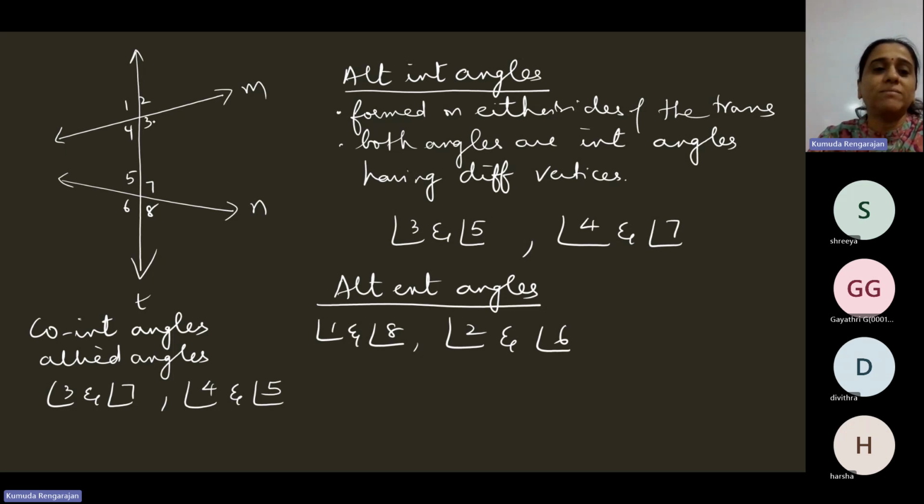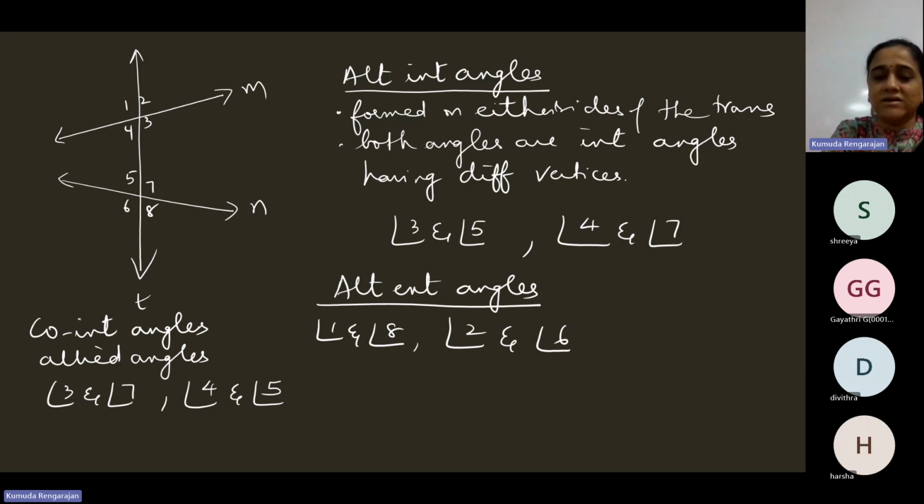Okay, Sachin, mention all the pairs of vertically opposite angles in this figure. Angle 2 and angle 4. So, angle 1 and angle 3 are vertically opposite angles. 2 and 4, 5 and 8, 7 and 6 are vertically opposite angles.